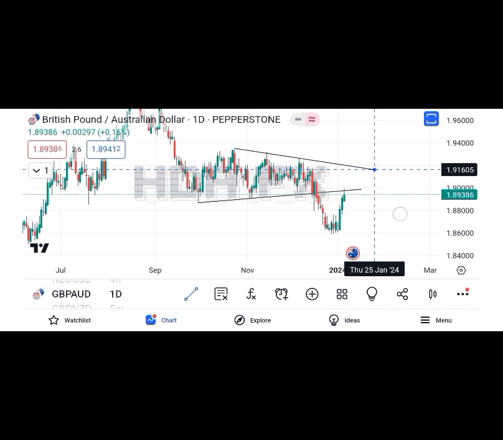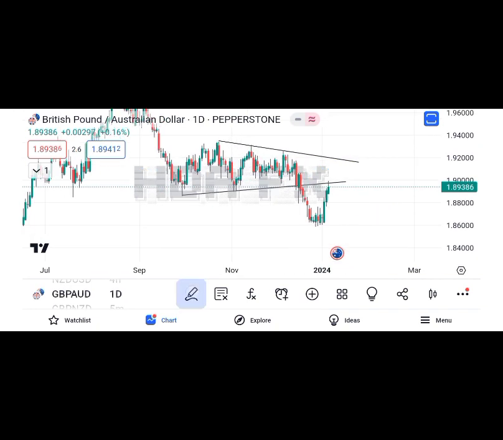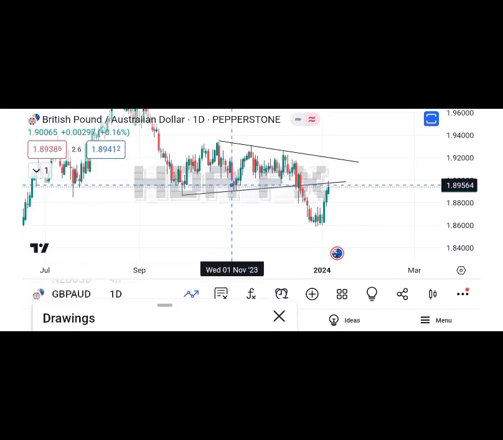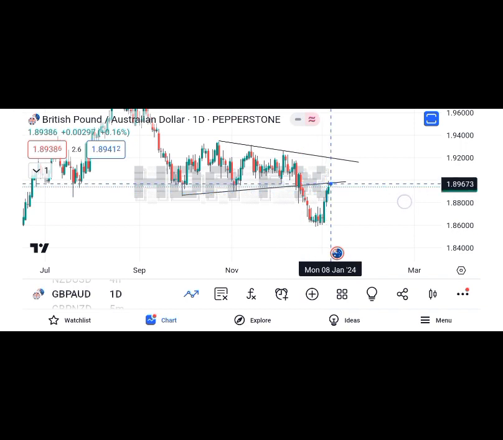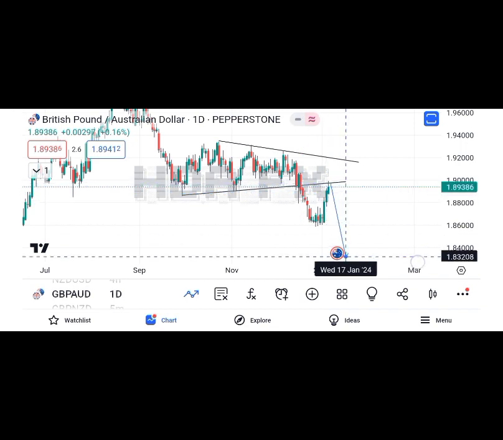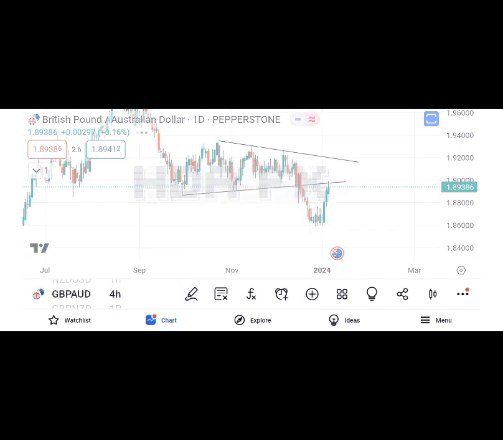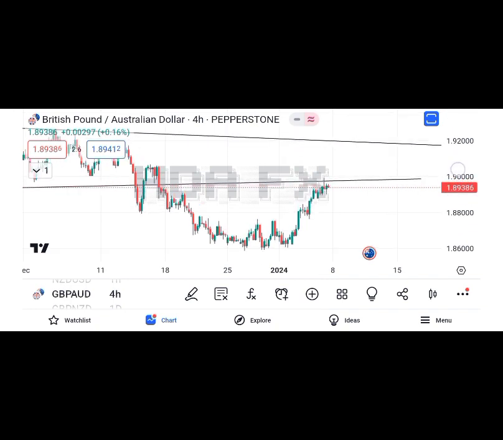We also have this here. So now on this pair, we can see that it's likely that price will drop from this point in this coming week. It's likely that price will drop down. But moving down to the 4 hours time frame, let's see what we have there also.